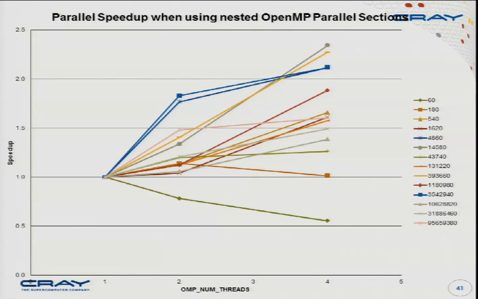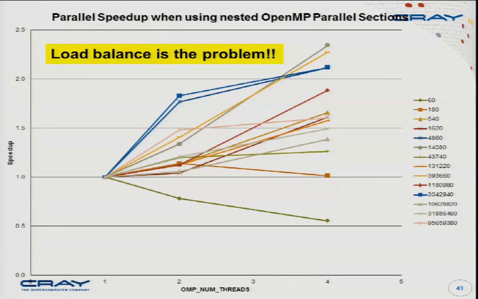4 threads, not really good speed up. The best speed up, interestingly enough, wasn't even close to the longest list. So as the work got larger, my parallel speed up did not improve. And why is that? Well, load balance is one of the main problems. It was a very fixed way of doing the problem.